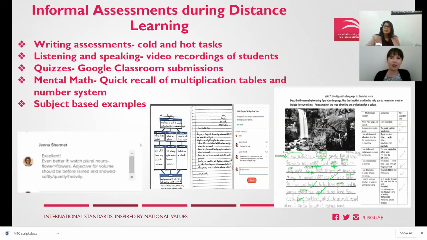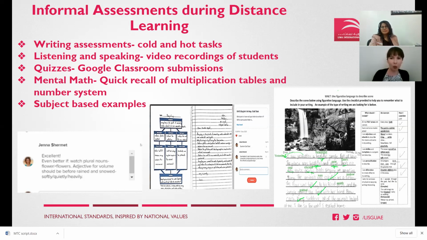Another form of assessment that we did were more informal ones, which replicated some of the informal assessments that were already taking place. One example of this would be our writing assessments. Within a unit of English, we get the students to do a cold task at the start of the unit, and then a hot task at the end of that writing unit, so we can see their progress within that unit. We did this during distance learning with the writing units that we taught, and teachers were able to give them ongoing feedback using either Google Classroom or ClassDojo.